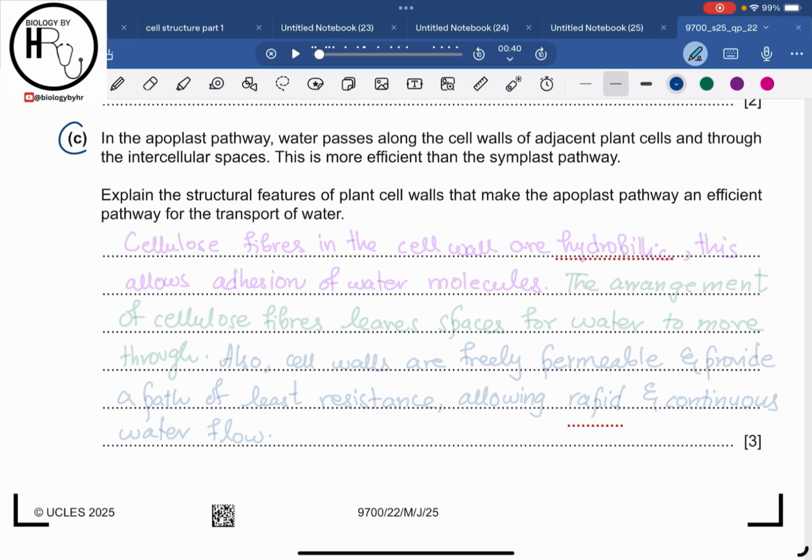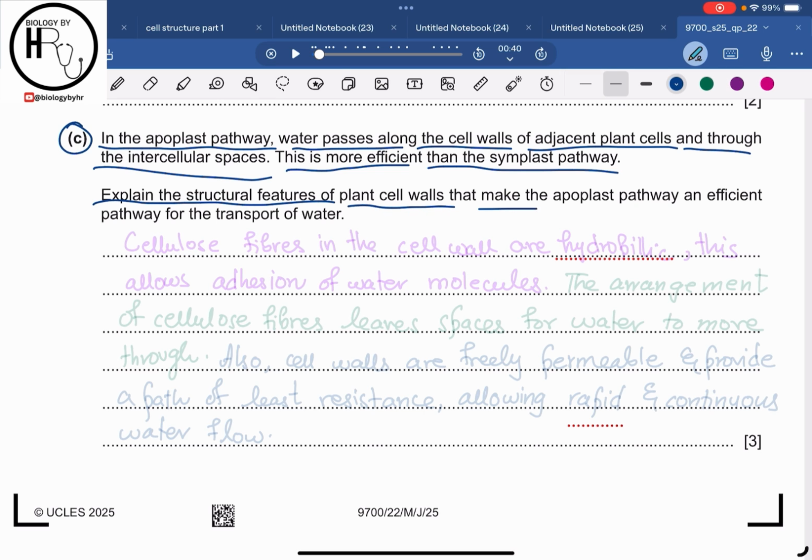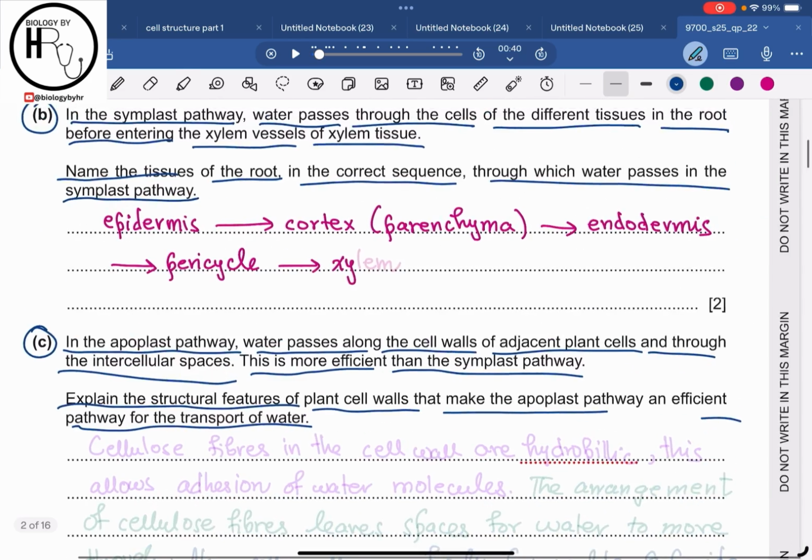Now in part C of the question, they are saying that in the apoplast pathway, water passes along the cell walls of the adjacent plant cells and through the intercellular spaces. This is more efficient than the symplast pathway. Explain the structural features of the plant cell wall that make the apoplast pathway an efficient pathway for the transport of the water.